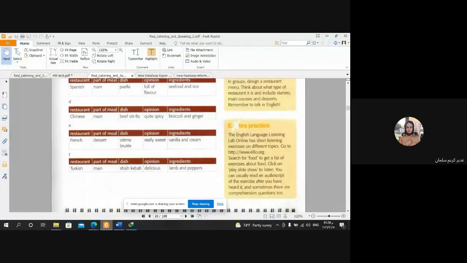Last night I went to a French restaurant for a dessert course. I had creme brulee. It is really sweet. It is made with vanilla and cream.